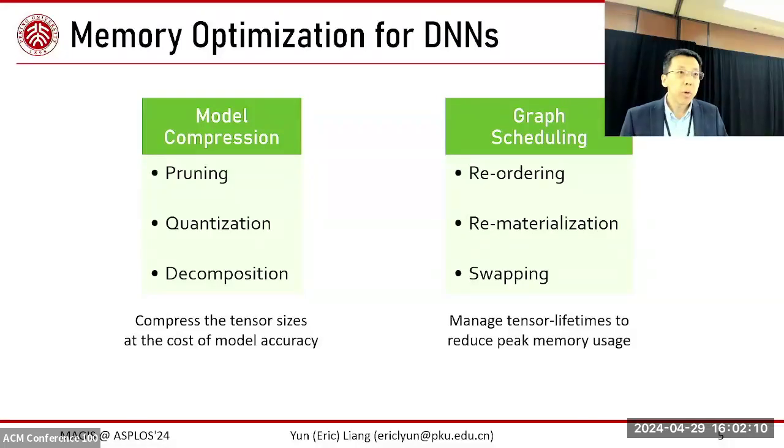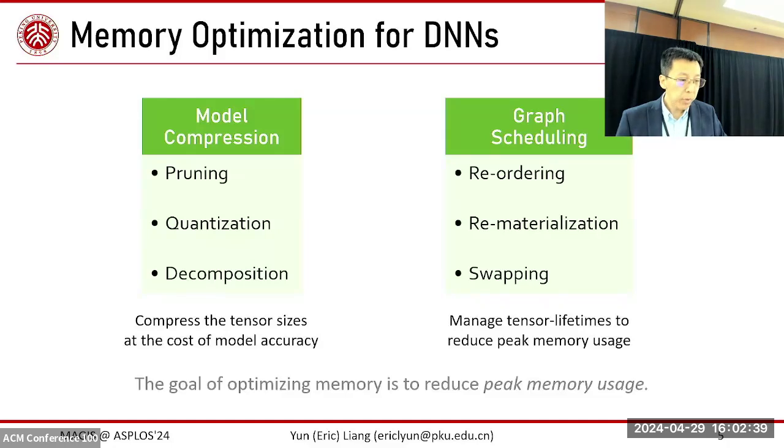In general, there are two kinds of technique to optimize the memory for DNNs. One is model compression, including pruning, quantization, decomposition, which try to compress the tensor size at the cost of model accuracy. Another technique is called graph scheduling, including reordering, rematerialization, swapping, which try to reduce the peak memory usage by managing the tensor lifetimes. And the goal of this work is to reduce the peak memory usage.